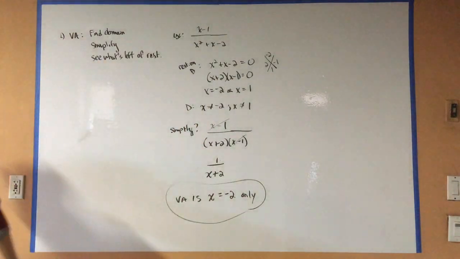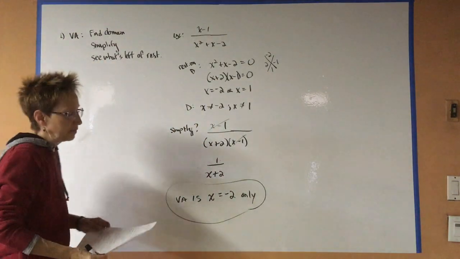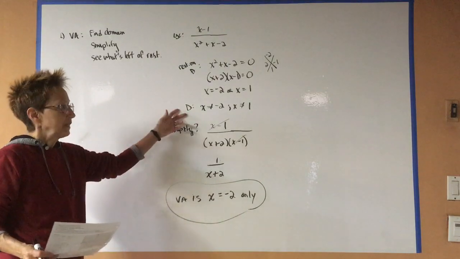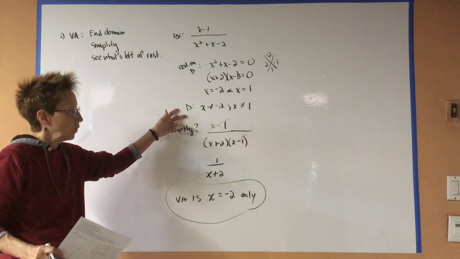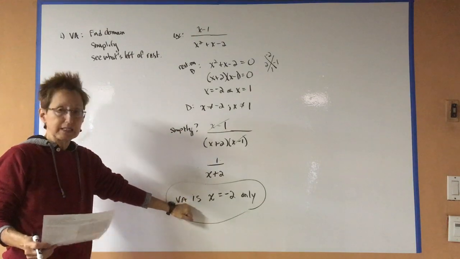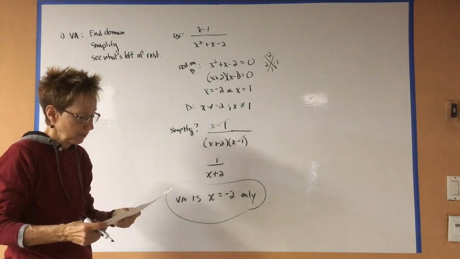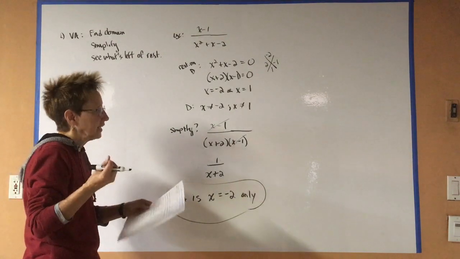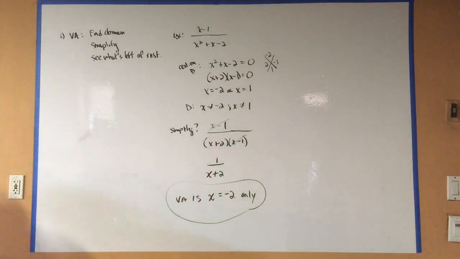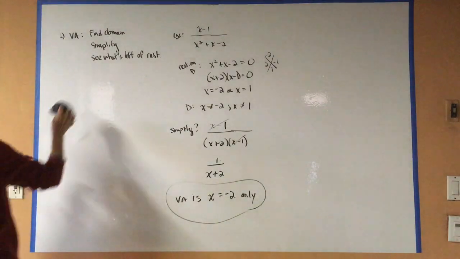So there's how you find the VA. You look for domain restrictions, and then you try to simplify, and either all the domain restrictions are vertical asymptotes, or some of them go away, and we only take the ones that didn't go away as vertical asymptotes. In terms of HA and OA, let me get rid of all this, and we'll look at HA and OA now.